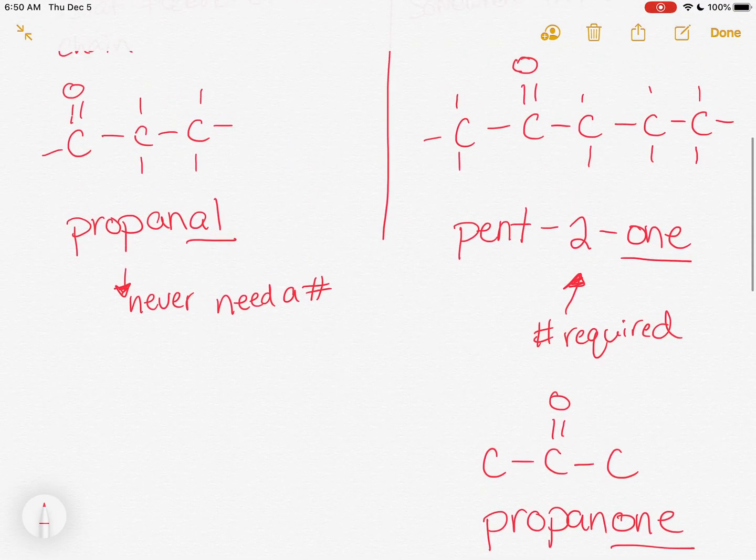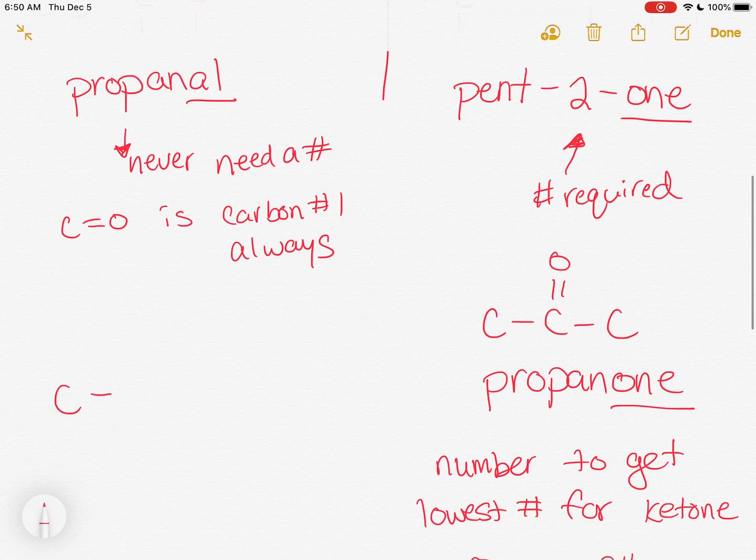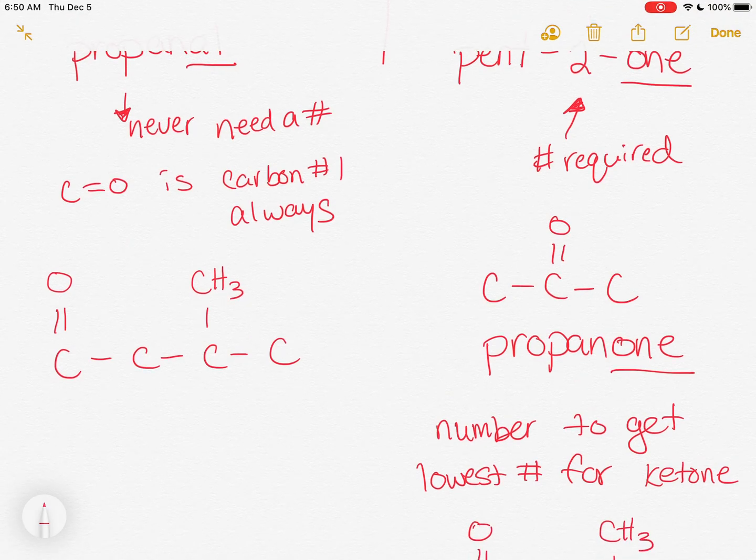When we're looking at those aldehydes, we're never going to need a number to show where the aldehyde is, but the carbon with a double bonded oxygen is carbon number 1 always. So if we have branches on our aldehyde, let's just draw a new aldehyde here. And say we've got a branch there on our aldehyde. So this is going to be 1, 2, 3, 4.